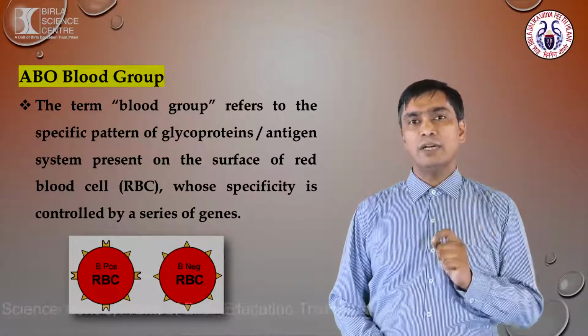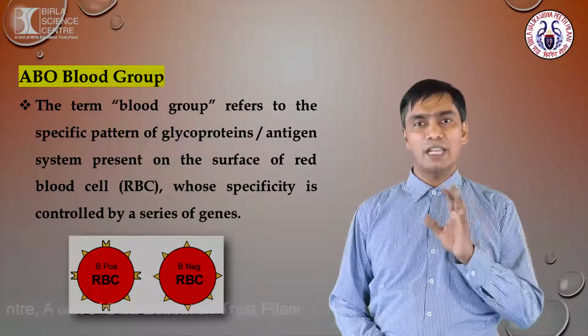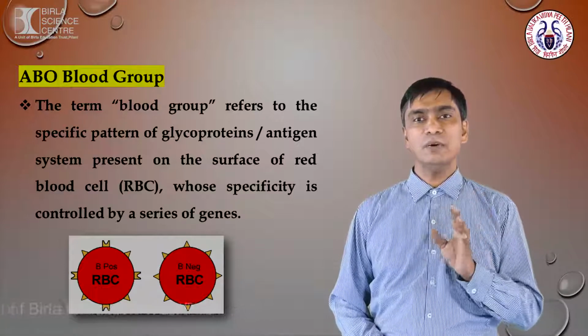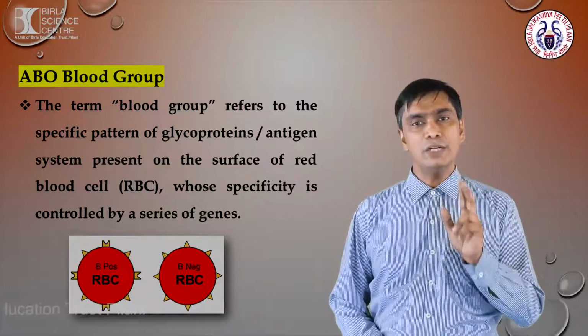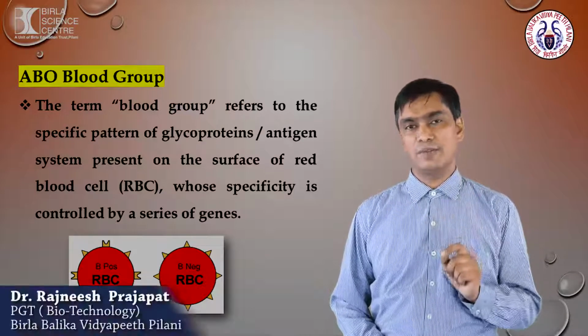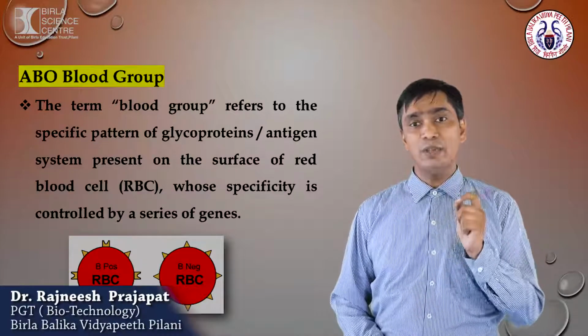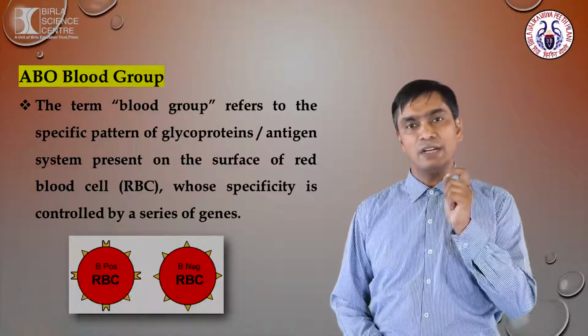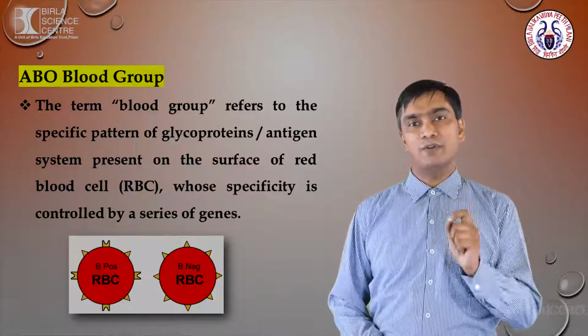Definition of ABO blood group. The term blood group refers to a specific pattern of glycoprotein antigen present on the surface of RBC. Mainly two kinds of antigen we need to discuss in ABO blood group, A antigen and B antigen. What is the difference between the two? The amino acid sequence of A antigen differs from B antigen present on the RBC surface.